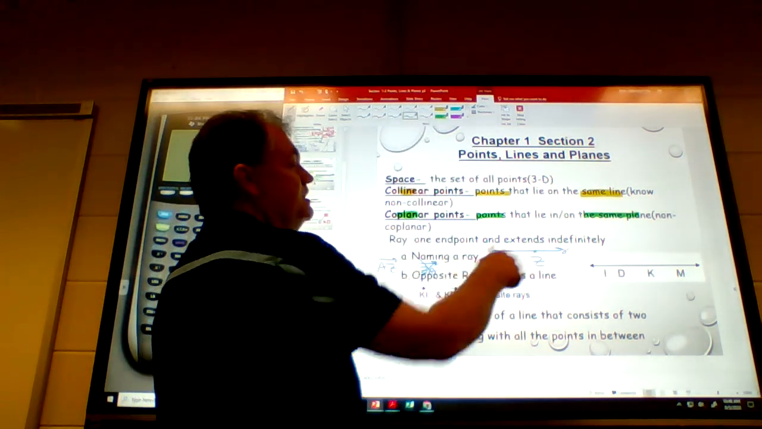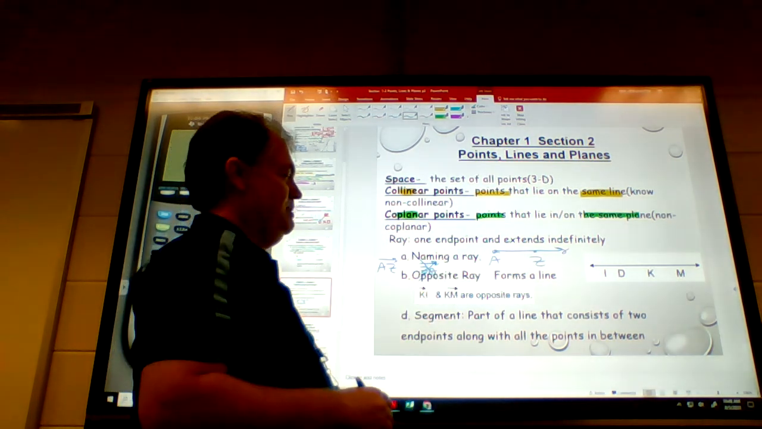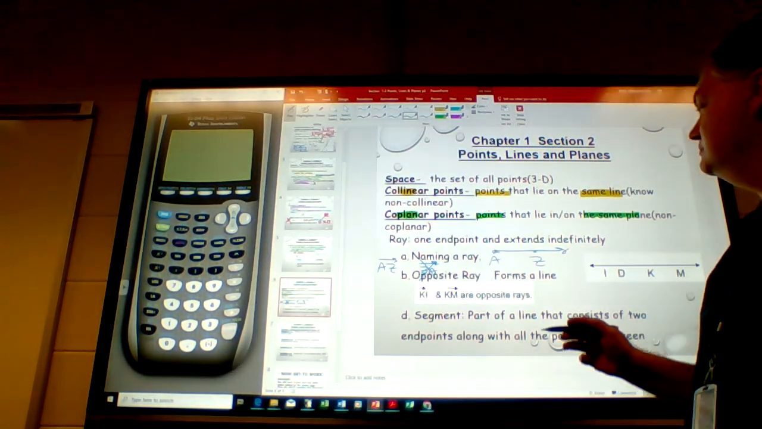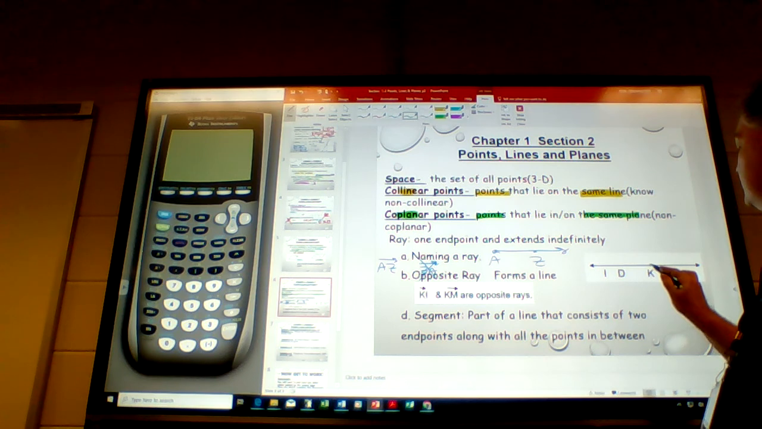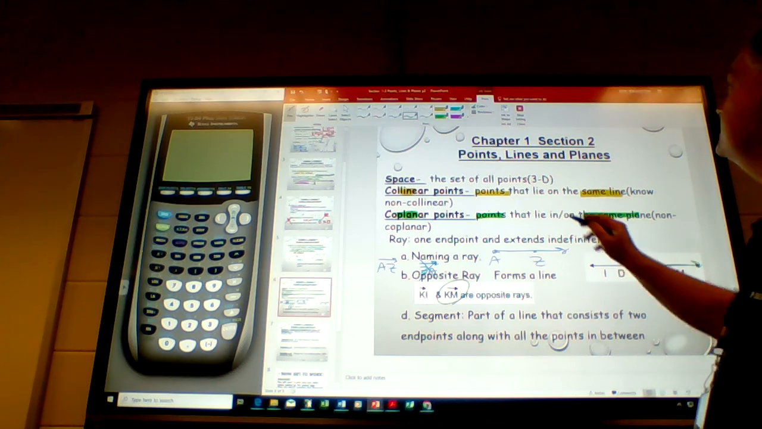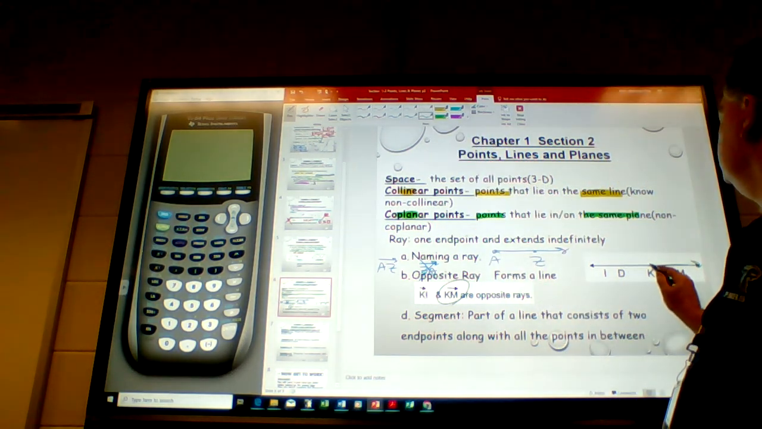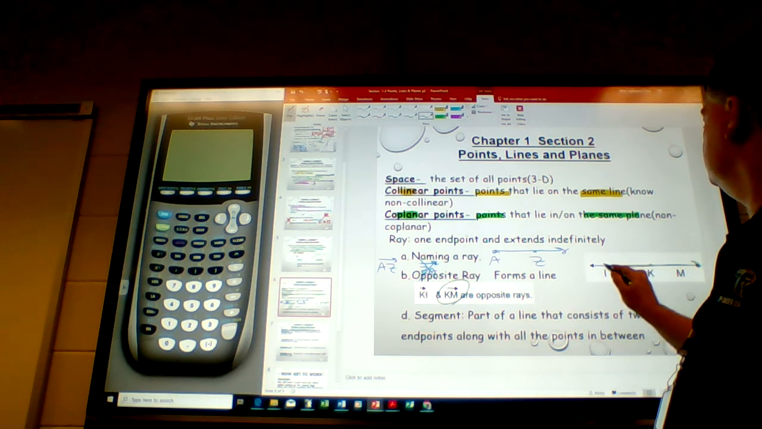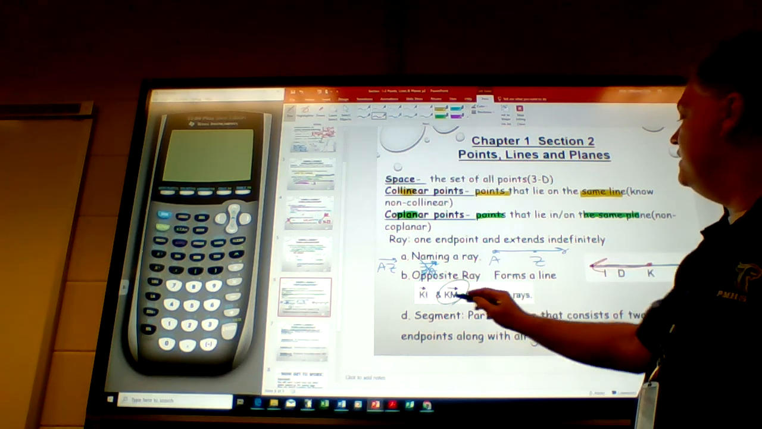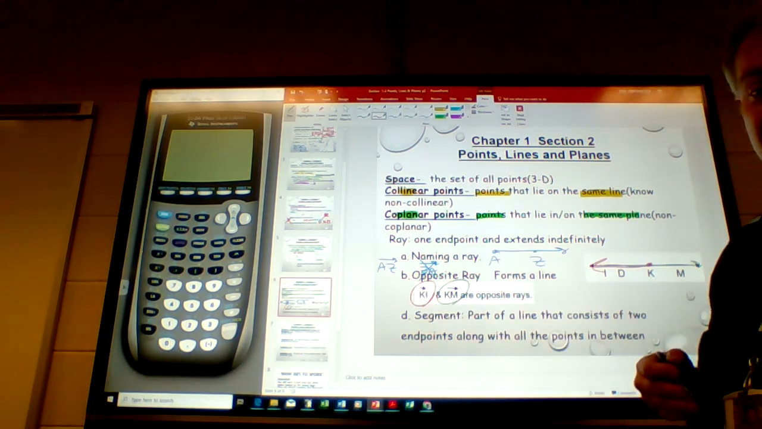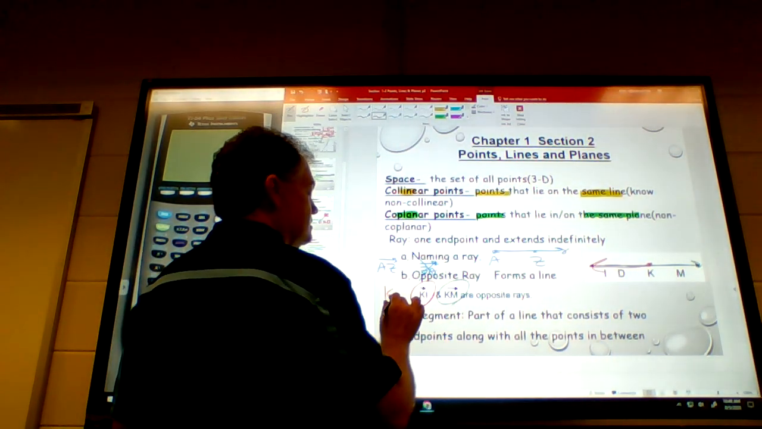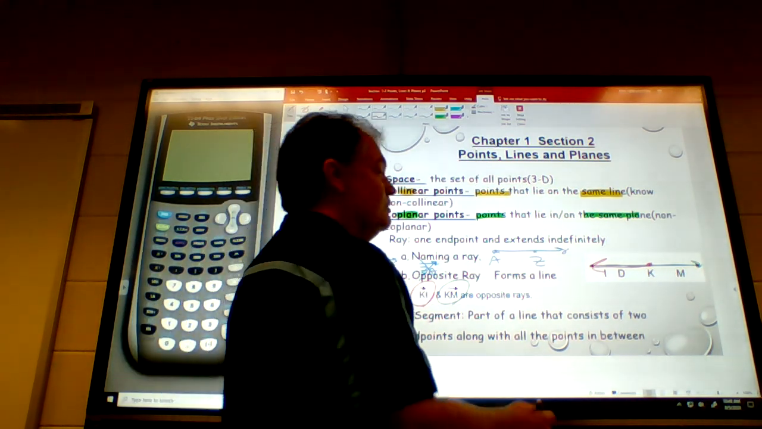Now I'm going to show you something else from this example. Opposite rays form a line. Starting from point K, that is ray KM. I'm going to use red. It shows better. That is ray KI. Now KI is also the same as KD.